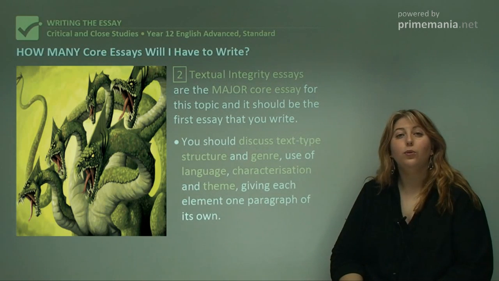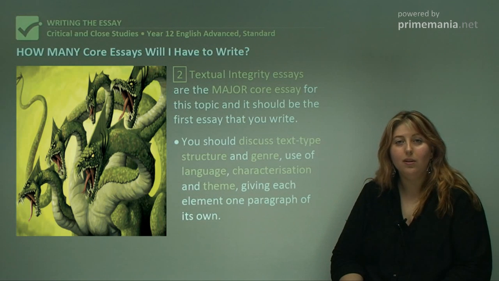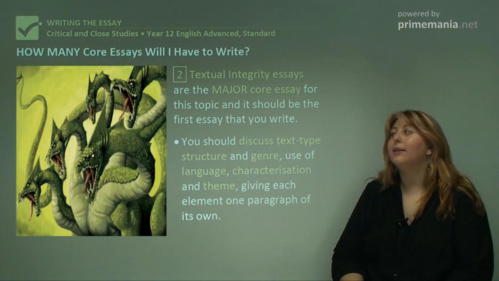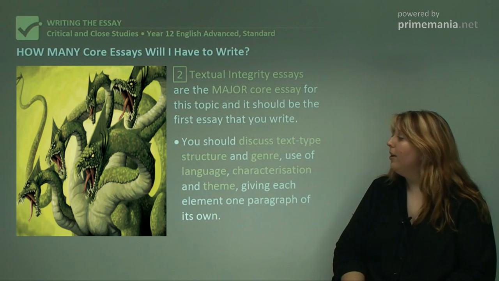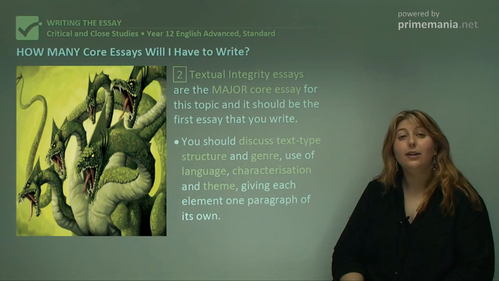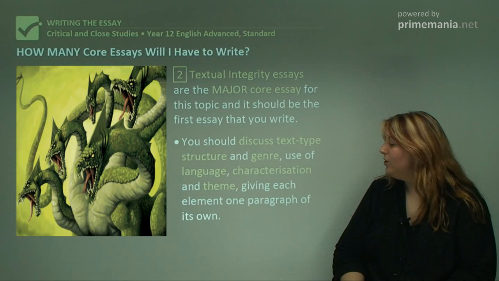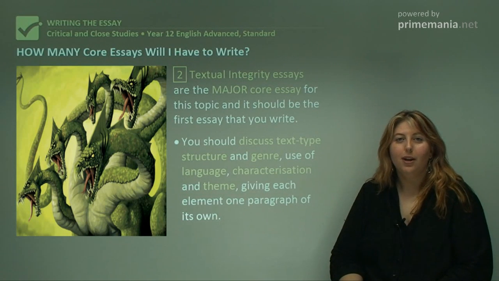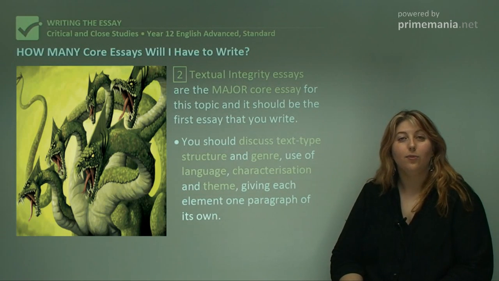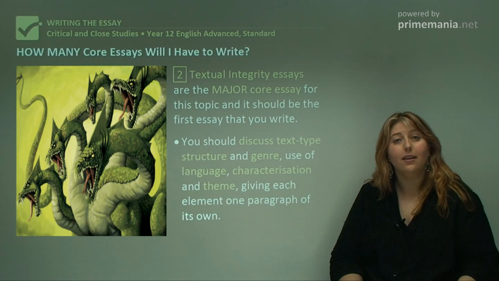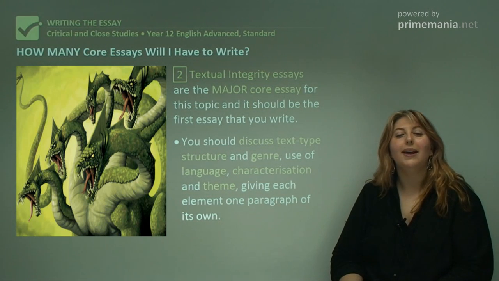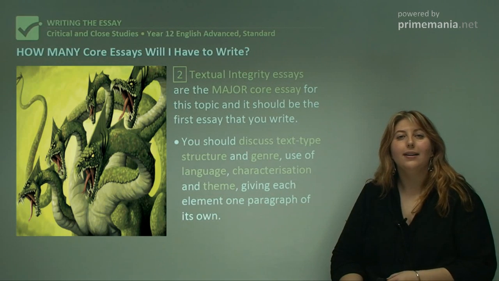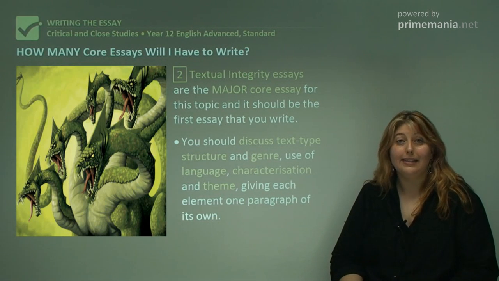In it, you're trying to prove that all of the different elements of the text work together to make a harmonious whole and create a text that is a classic. So you should discuss text type, structure and genre, use of language, characterization and theme, and give each element one paragraph of its own. So unlike the other kind of essays that you've been used to writing where you tie everything together with talking about a theme, in this one you're going to be tying it together by talking about how each text has its own special elements that make it a classic.